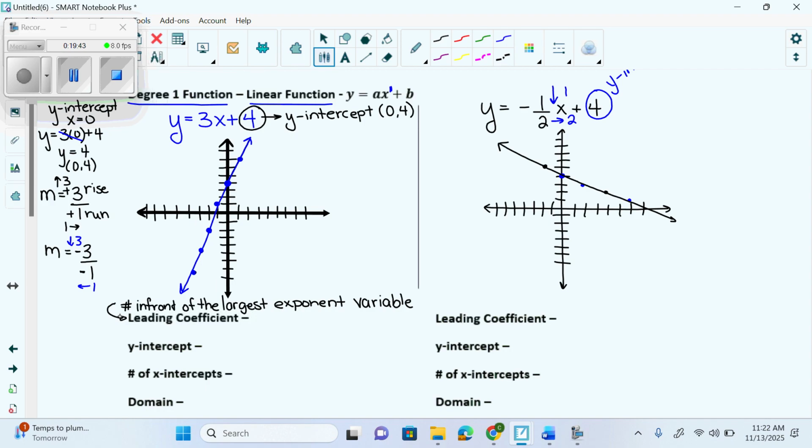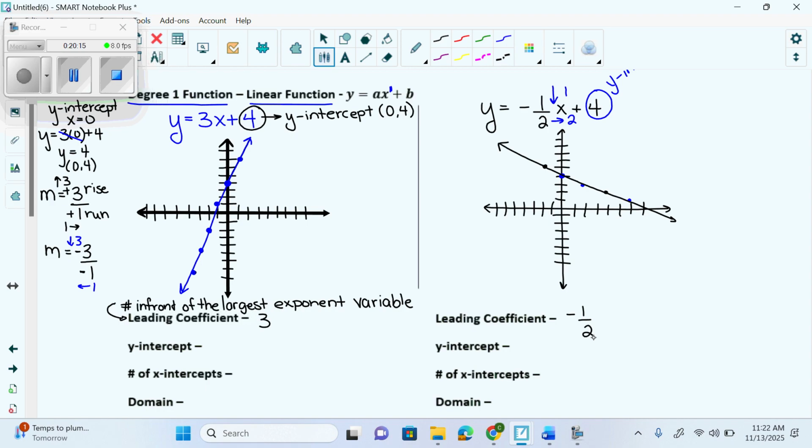But if you have them listed out of order, for example, if I had 4 plus 3x, my leading coefficient is still the 3, because it's the number in front of the largest exponent. It should lead the equation. You should go in descending powers of x on your variable. But if you don't, it's the number in front. So for this one, it's a 3. For this one, what is it? What's the number that leads it? Negative 1/2. It's in front of the x.